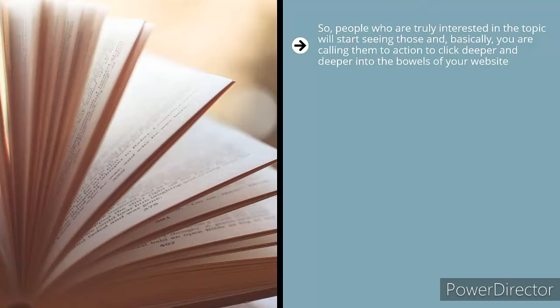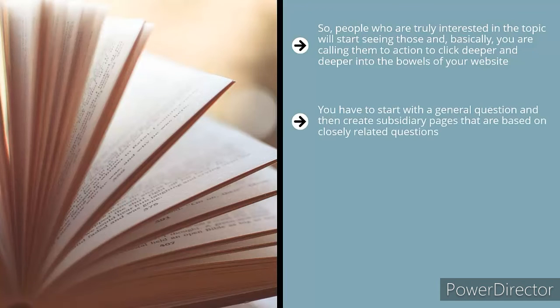Compare this to random interlinking, where you go from one page to just another regular page, which may not be all that related. You're not going to be building authority. People are just going to bounce out of that page because that's not the information they're looking for. You have to start with a general question and then create subsidiary pages based on closely related questions. This maintains the interest of the person and then amplifies their desire for a specific product or solution later on. That's how you build trust and credibility at the same time.